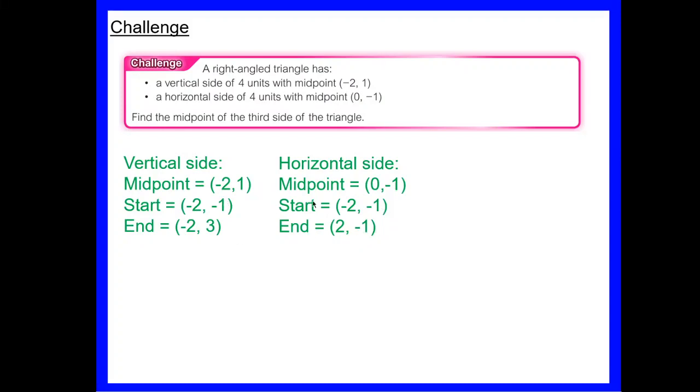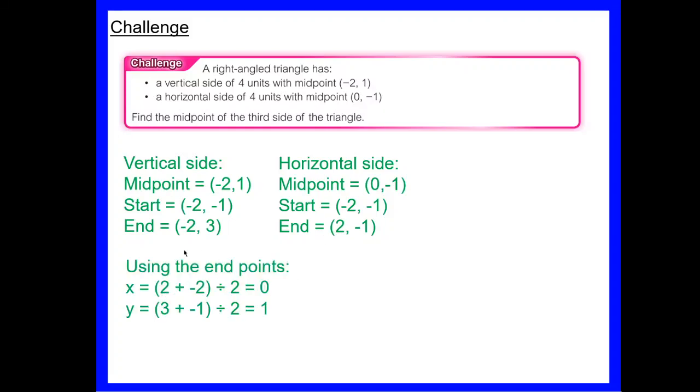Okay, now we can see that the start points are the same. So it must be between the 2 end points that we need to find the middle of. So we're going to use our rule as we did before. We're going to add our x coordinates together. So -2 plus 2, which is 0, divided by 2 is 0. And our y coordinates, so 3 plus -1, so that's 3 take away 1 is 2, divided by 2, which is 1. So our midpoint of our third line is 0, 1.